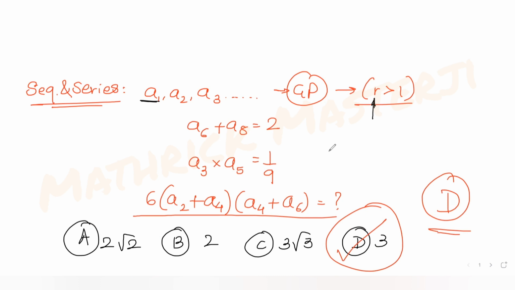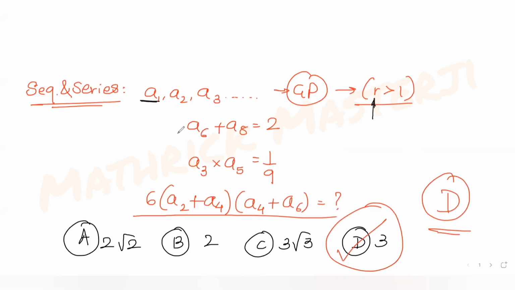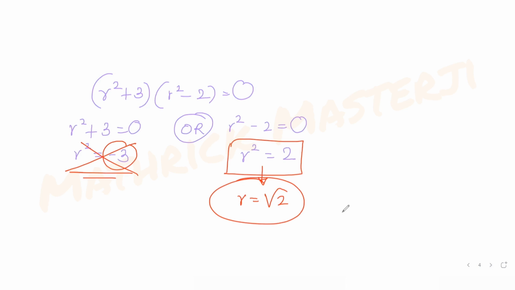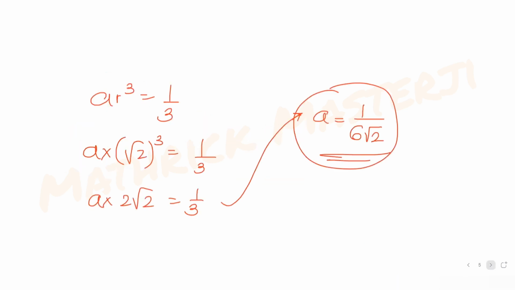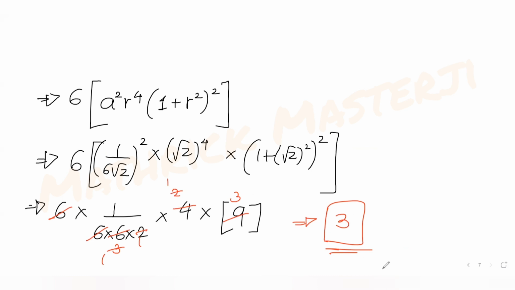I hope you have understood how to solve this type of questions. So we just use the basics of geometric progression, that the nth term is given by a r raised to n minus 1. We substituted that in the two conditions given, and from that we get the value of a and r after solving the quadratic. We got r as root 2 and a becomes 1 over 6 root 2. So once you get a and r, you put that in the question asked to you, and you get the final answer as 3. That matches with option D. So D becomes the correct answer for the question given to us here.